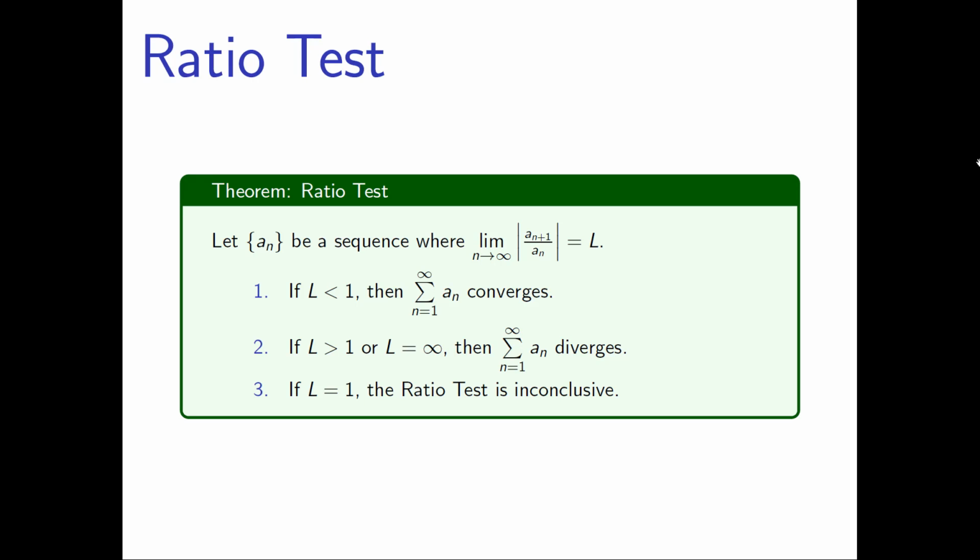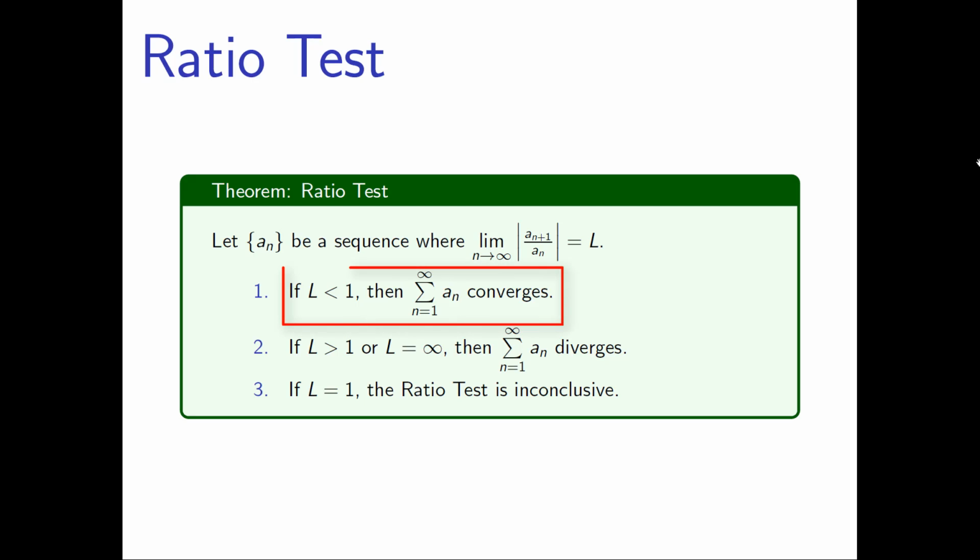Okay, so a_n again is going to be a sequence, and those are the terms of our series, our sum. And we're going to take this ratio here. We're going to take the ratio of the n plus 1th term over the nth term. We'll take the absolute value of that, just in case it's an alternating series. Okay, we can just use that. And we're going to take the limit of that ratio as n goes to infinity, and assuming we can find that limit, we're going to call it L.